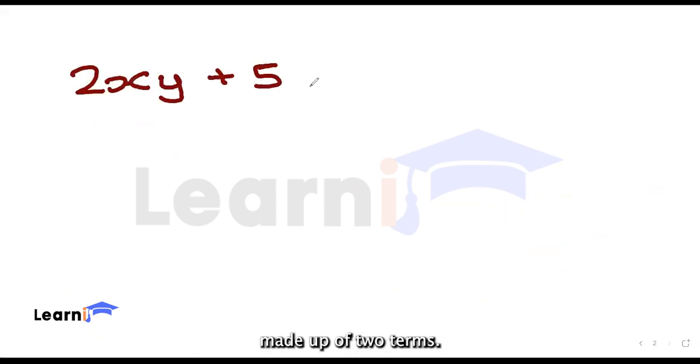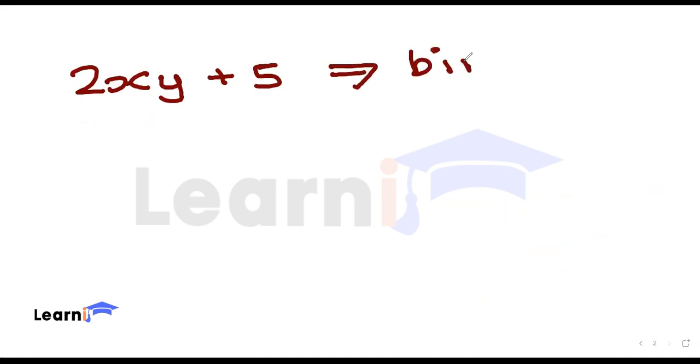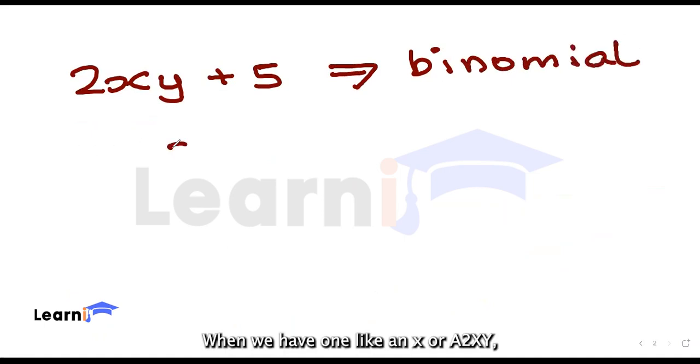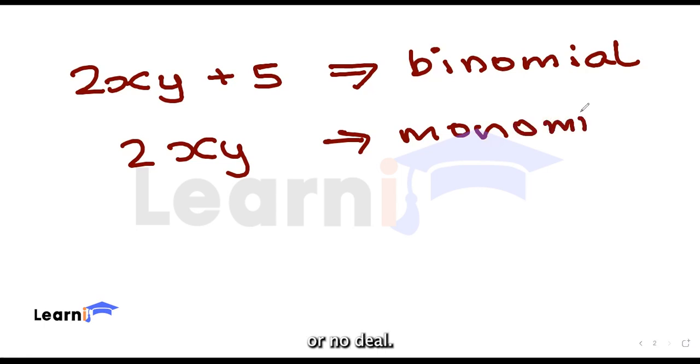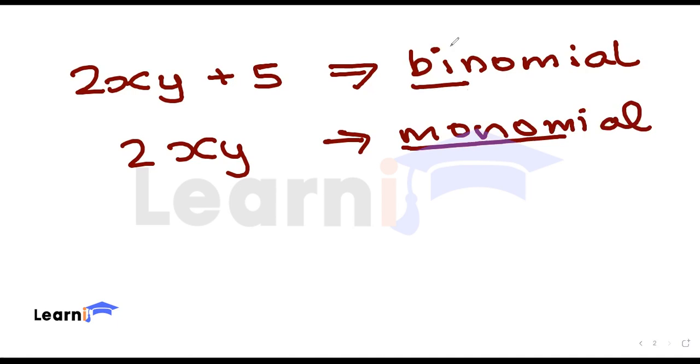Made up of 2 terms. And when we have 2 terms, we call that a bi, meaning 2, and nomial, referring to terms. Okay, nomial. When we have 1, like an x or 2xy, we call that a monomial. Mono meaning 1. Monomial. Okay. You'll see these terms also in biology, those of you who do biology.